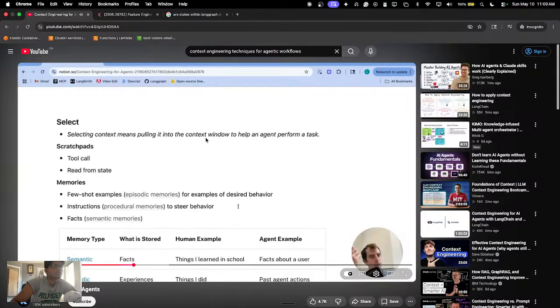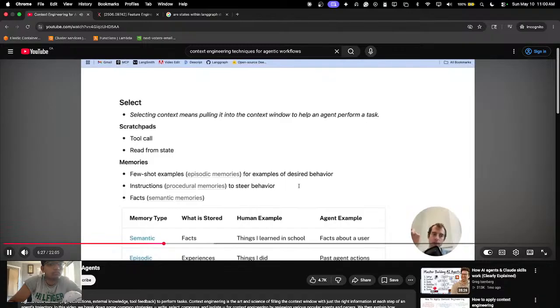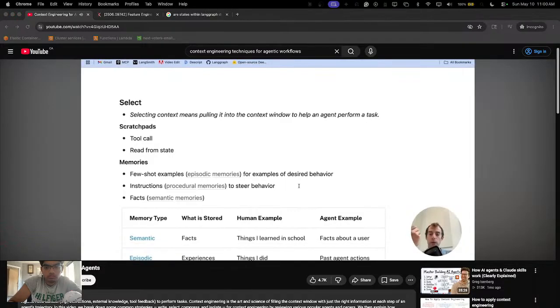Now, we talked about this previously, the scratch pads. Of course, an agent can reference what it wrote previously. This could be via a tool call. This could be by reading directly from a state object.